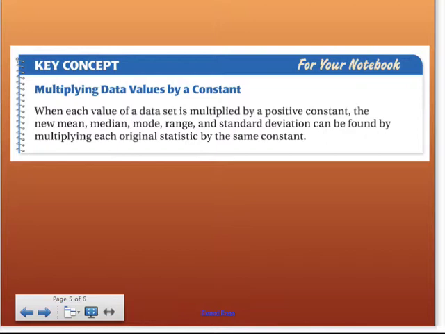Multiplying data values by a constant. When each value of a data set is multiplied by a positive constant, in this case we're multiplying by 0.45, the new mean, median, mode, range, and standard deviation can all be found by multiplying each original statistic by the same constant. So instead of having to go through and change all the data numbers and recalculate all of them, what we now know is if we multiply every single value of the data set by a number, each one of those statistics, mean, median, mode, range, and standard deviation, will also always reduce or expand by that same number. That's all I'm going to give you today.